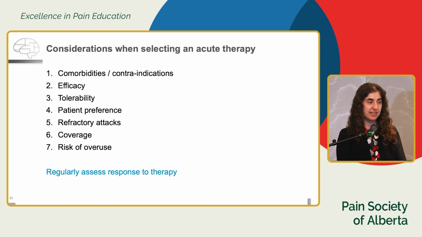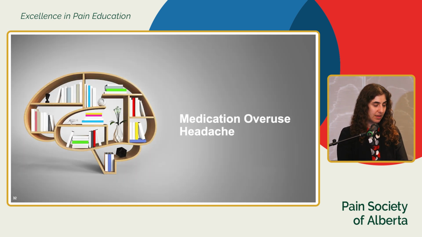Looking at refractory attacks and seeing what can be done to treat those in terms of combining therapies, for example, making sure they're taking their medication early on in the headache attack. Coverage, of course, is unfortunately a reality for us, that we can't always use what we want. Coverage is an important one. And then risk of overuse as well, so certainly counseling them about that. And then regularly assessing the response to therapy, essentially at every visit, seeing how they're doing with their acute therapy as well. So going on now to medication overuse headache.